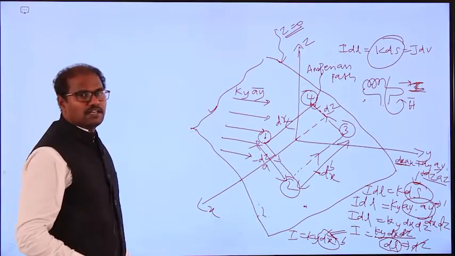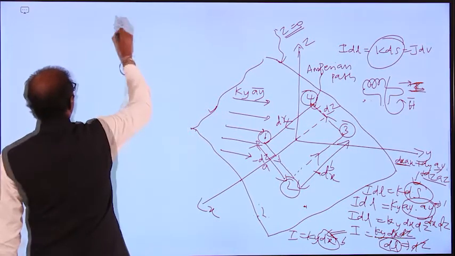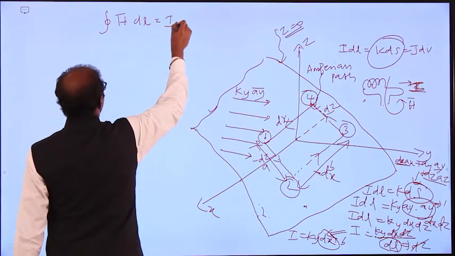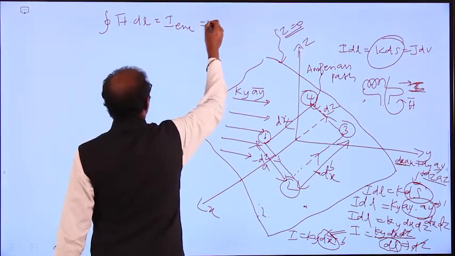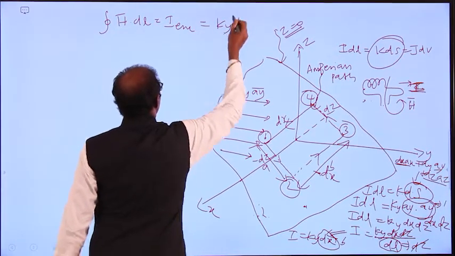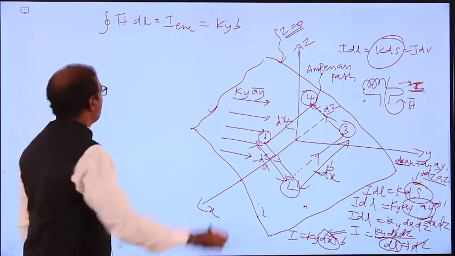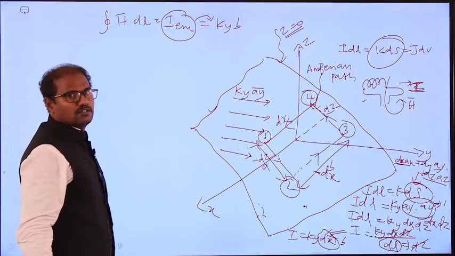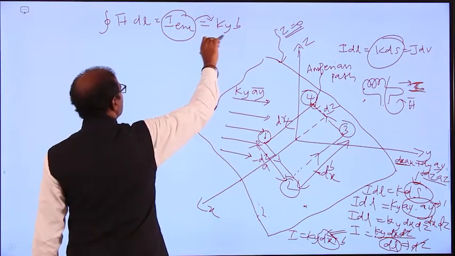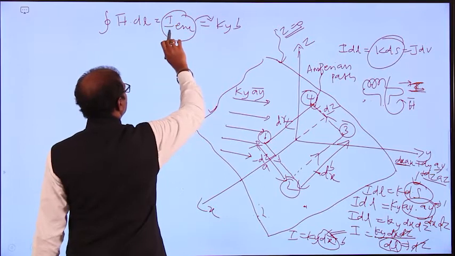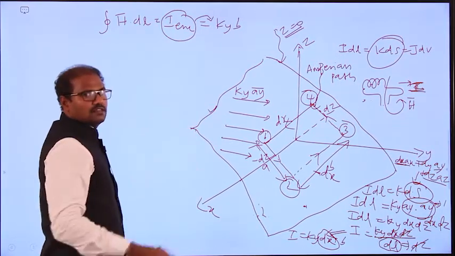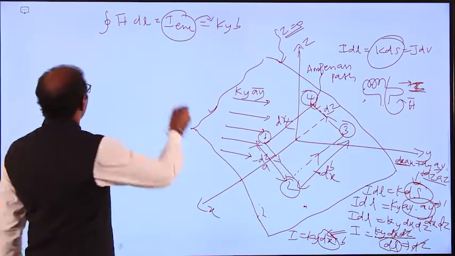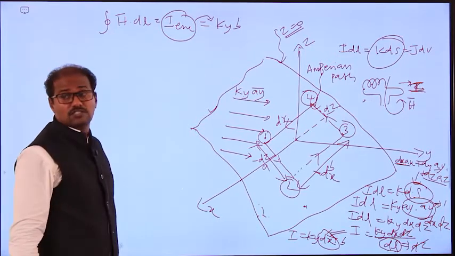So far we thought about only I enclosed. Here the integral of H dot dl equals I enclosed, and this I enclosed is equal to Ky b. This value is equal to Ky b. The current is moving in the y direction, the surface current density in the y direction. This current will be perpendicular to the b dimension, the width of the path b. Now we have to find this closed loop integral.